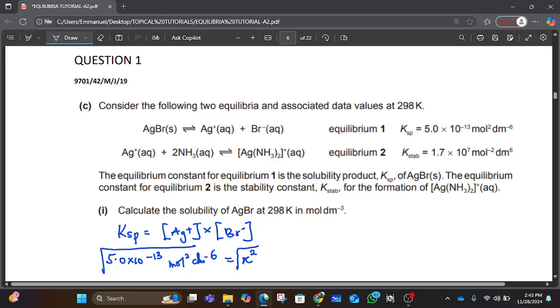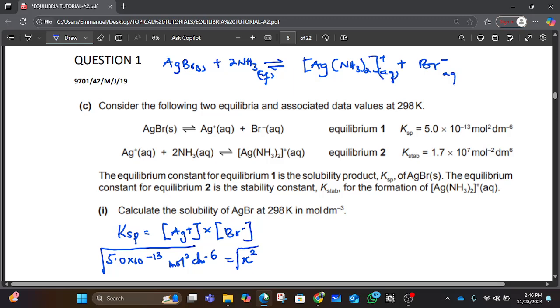So in equilibrium 1, you have AgBr solid reacting with the 2 moles of ammonia, and this gives us the complex Ag(NH3)2 plus and Br minus, all of them aqueous.